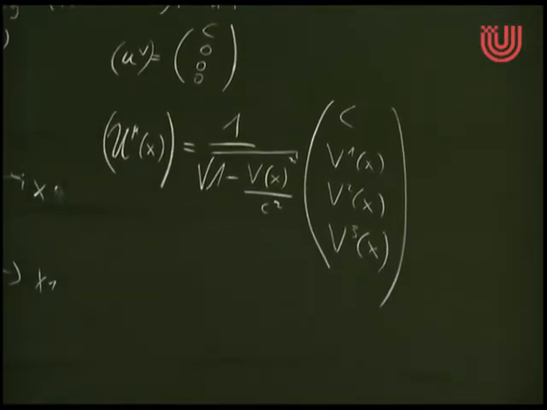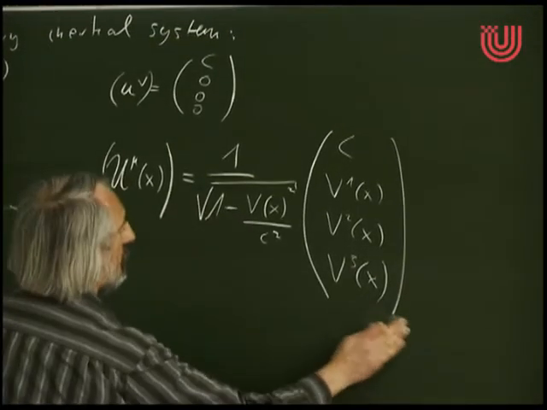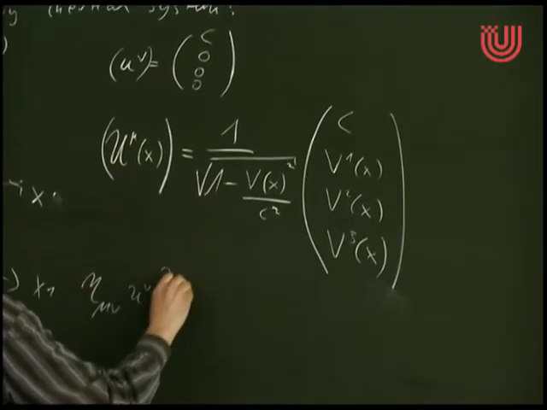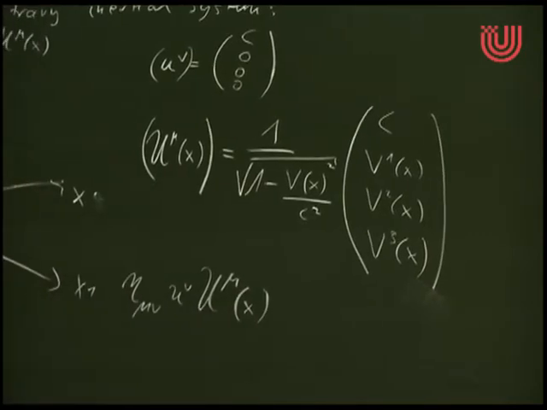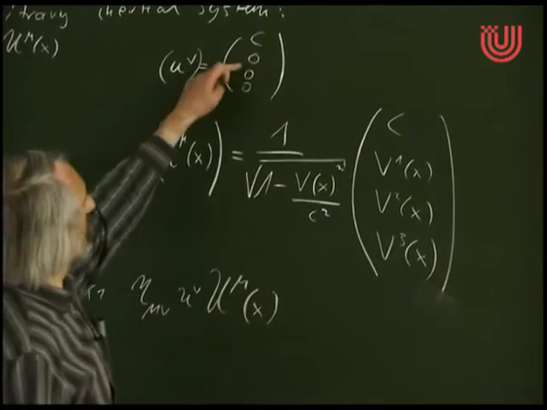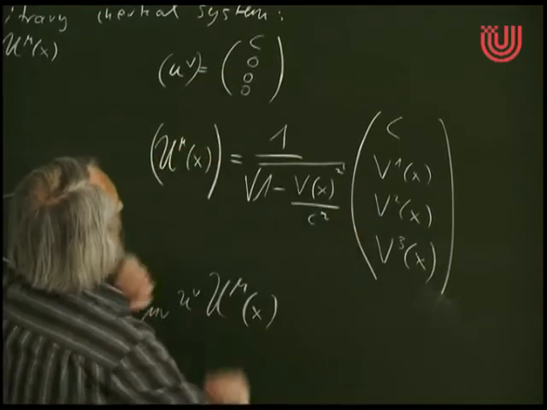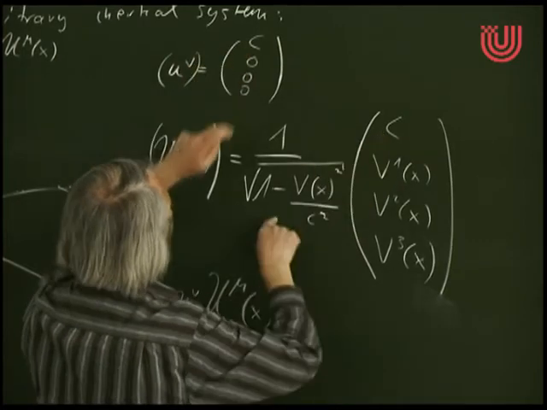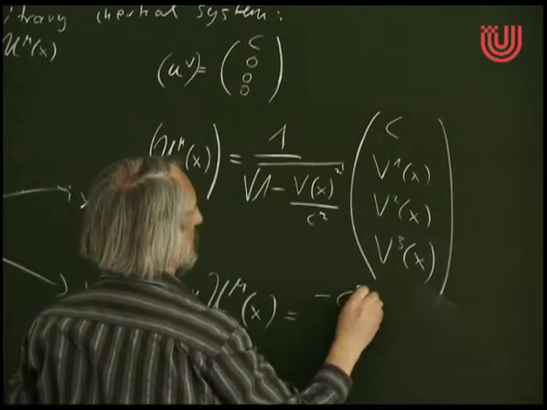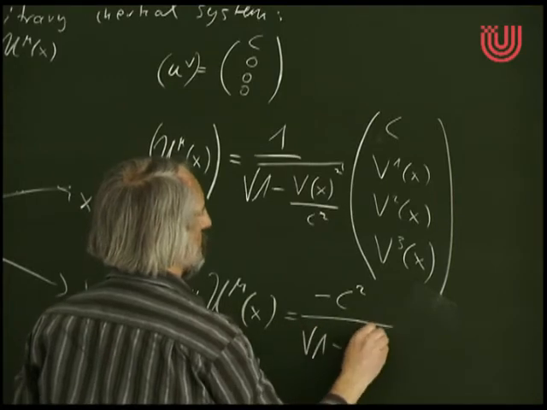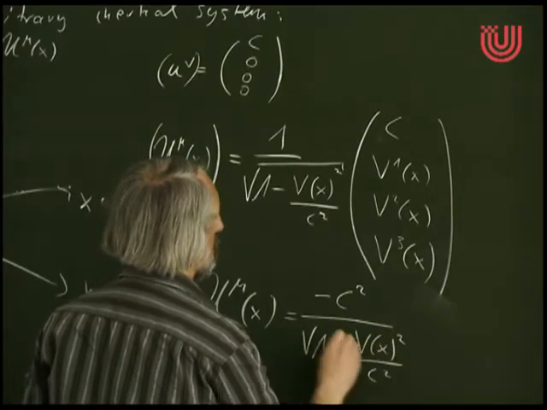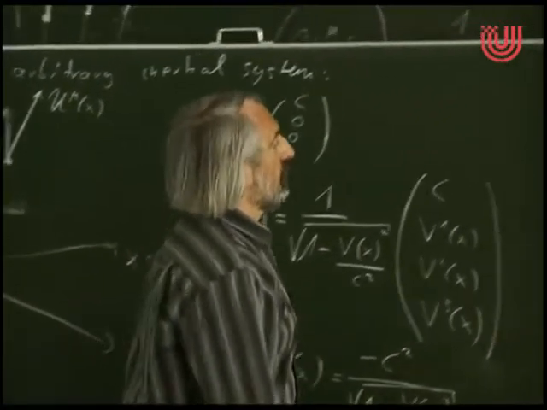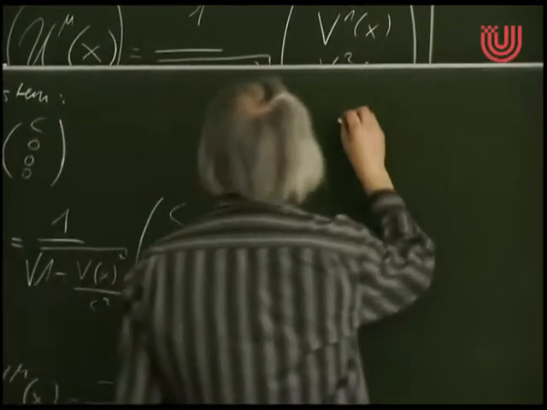And for later purpose, I will calculate the expression eta mu nu, u nu, u mu of x. Well, that's easy, because here I have 3 zeros, so the spatial terms give nothing. So I just get eta naught naught, minus c squared divided by the square root. Okay, so this was a preparation. And now I write down my epsilon of x.